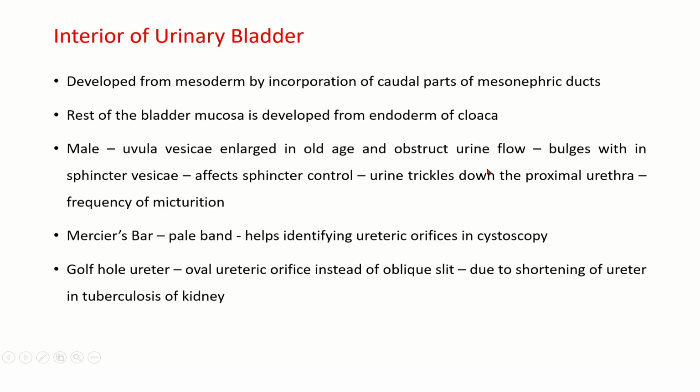In males, the uvula vesicae enlarges in old age and obstructs urine flow. It bulges within the sphincter vesicae. This also affects the sphincter control, the internal urethral sphincter control. So urine trickles down the proximal urethra, and there will be frequency of micturition.